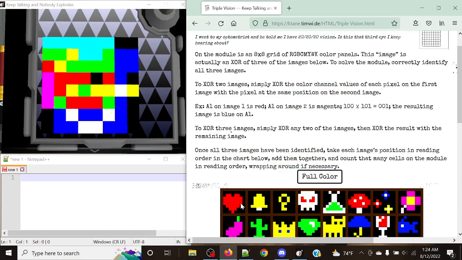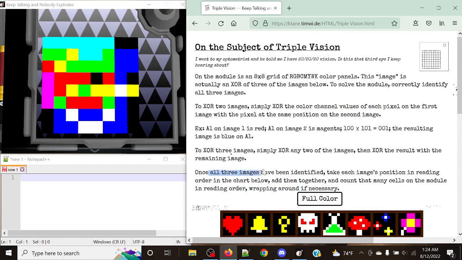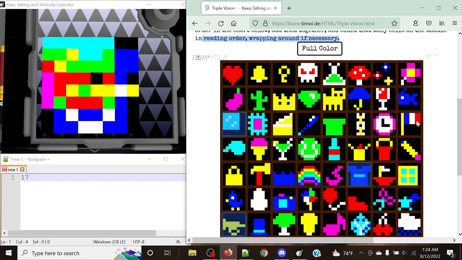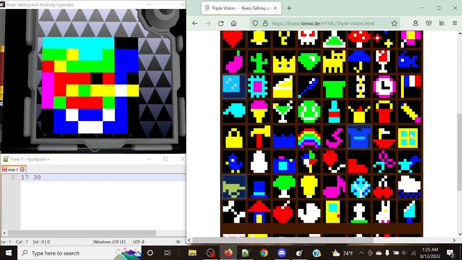So now, once all three images have been identified, we're going to take each image's position in reading order in the chart below, add them together, and count that many cells on the module in reading order, wrapping around if necessary. These are all rows of 8. So we've got 8, 16, and this is going to be 17 for our first one. Then we have 24, 8, 16, 24, 32, and this is going to be 40, 39, 38, so 38 for our next one. From 40 then, 48, 49 for this one.